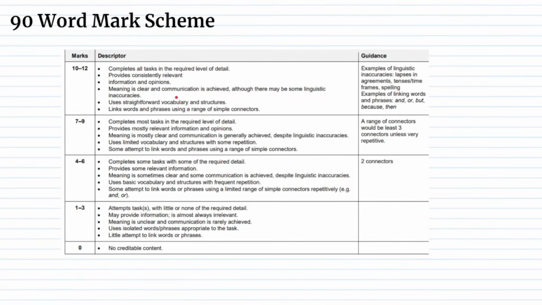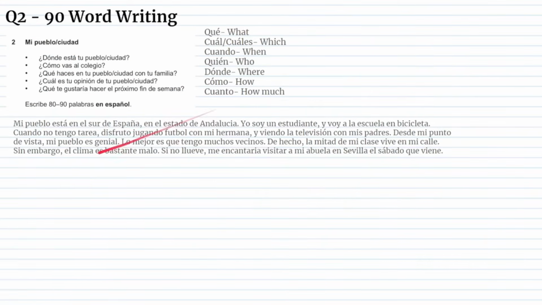Meaning is clear and communication is achieved, although there may be some linguistic inaccuracies. Basically, just make sure your grammar is correct and everything makes good sense. Use a straightforward vocabulary and structures. And that's what I was talking about when I said, si no llueve, yo soy un estudiante, all these transitions. That's just providing some structure.